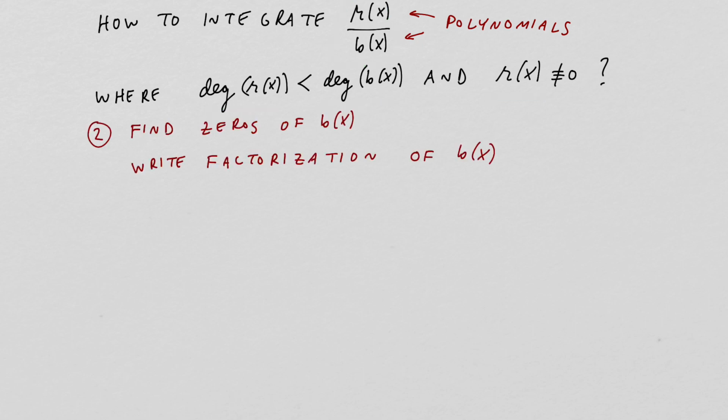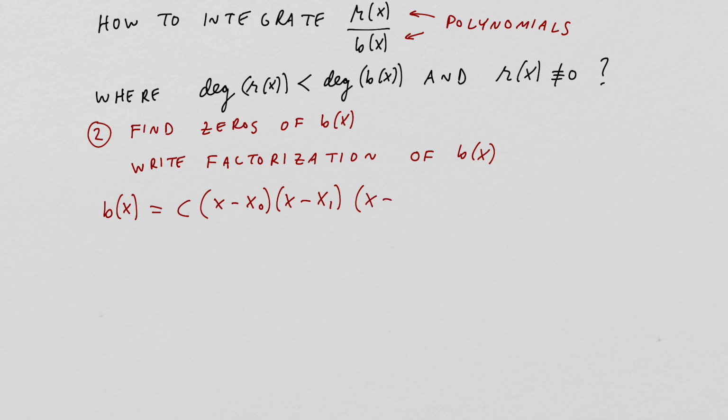The next thing is that we need to find the zeros of b and write the factorization of b. Well, b will be some polynomial, so it will have a factorization. Maybe there is some constant, and then there can be some terms such as these first degree terms. Then it can happen that there is some factor which is to a power larger than 1.